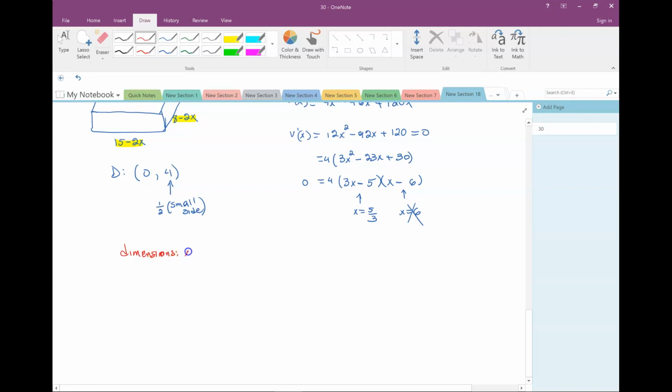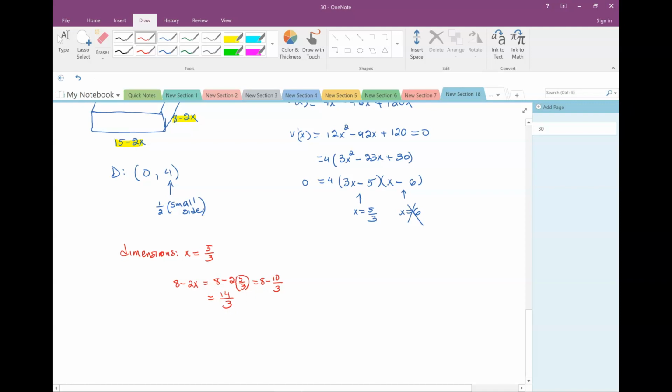So one side is x, which means it's 5/3. Another side is 8 minus 2x, which means it's 8 minus 2 times 5/3. You use your calculator for that. So what do you get? She's asking for the individual ones. I got 4.66. It's 8 minus 10/3, right? Oh, you're right, it's 2x, so it's going to be 14/3.